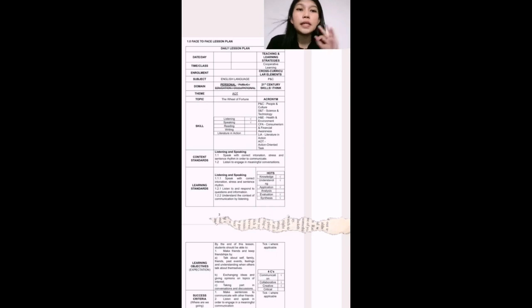There are 3 Cs involved in this lesson plan, that are communication, collaborative, and also creative. The success criteria, or where are we going with this lesson plan, is that first, the students are able to make sentences to communicate with their friends. And secondly, for the students to be able to listen and speak in order to engage in meaningful communication. Thirdly, for the students to be able to get to know each other better.